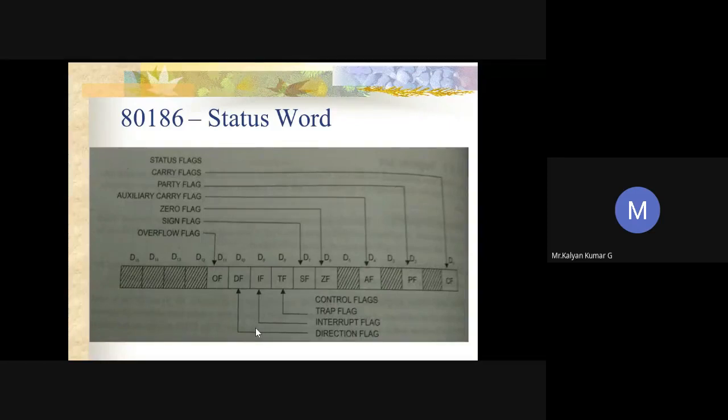Moving on to the parity flag, I think this was also asked. The parity flag will be set whenever the lower order 8 bits of the final result, after performing any arithmetic or logical operation, contain an even number of ones. If there is an odd number of ones, obviously it will be reset.